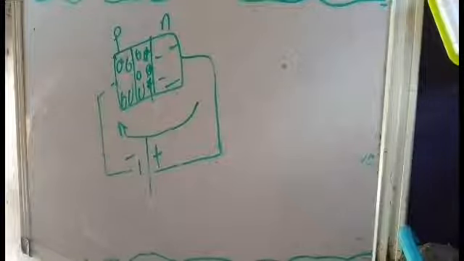So now we've discussed the PN junction diode. Let us now talk about what we call special diodes. Now this special diode, number one we have, is the light emitting diode.